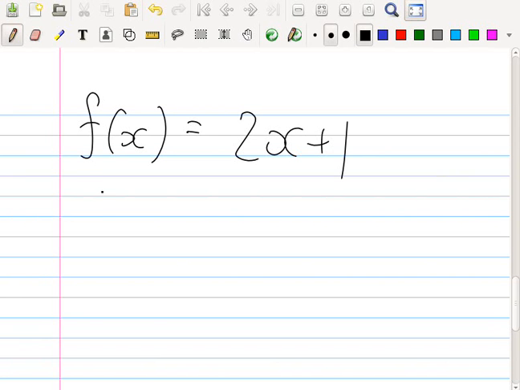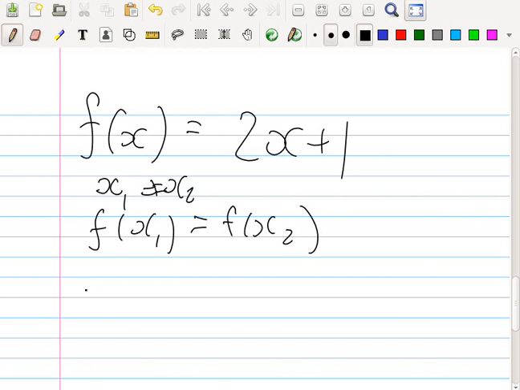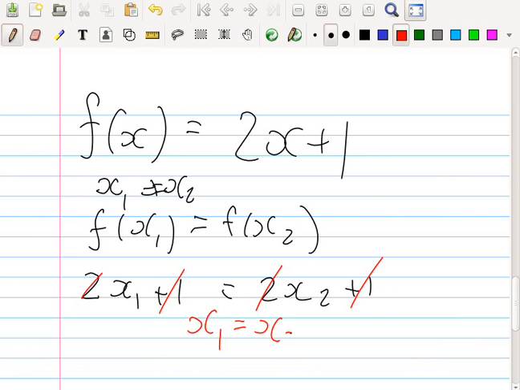So we start off by saying x1 does not equal x2. And we want to see if it's possible that this could be true, f(x1) equal to f(x2). Could this be true? Well, you've got 2x1 + 1 equals 2x2 + 1. Well, you can see what happens here. What happens to those ones? Cancel. And what happens to the 2's? Cancel. So what are you left with? x1 equals x2.